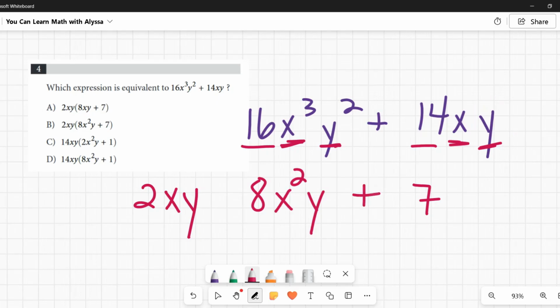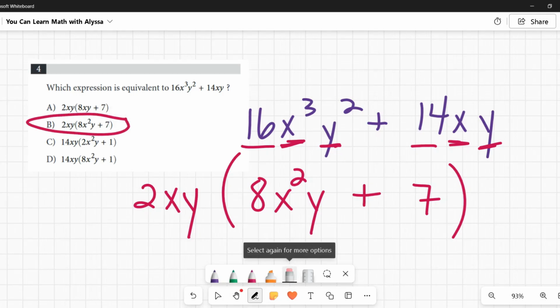The sign doesn't change because I didn't pull out a negative. I pulled out a positive. If I had pulled out a negative, the signs here would have changed, but I didn't. And I'm done. I pulled out the greatest common factor of the number and of each variable in turn. So 2xy times (8x squared y plus 7), and we can see that is here, that is B.